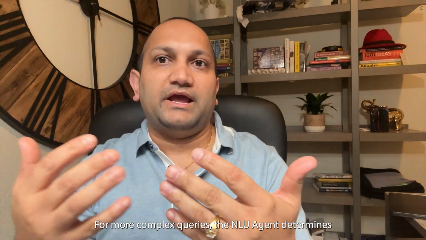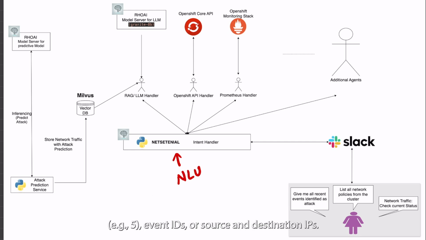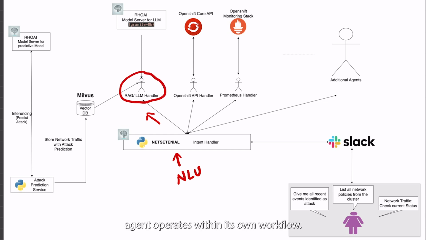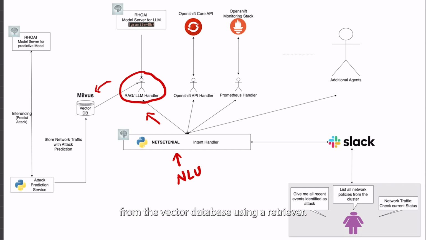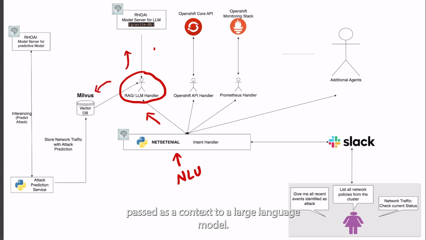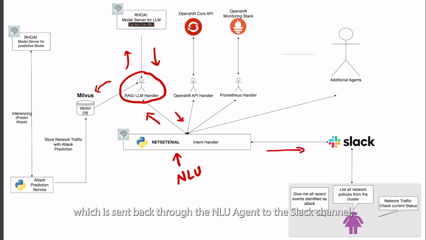For more complex queries, the NLU agent determines the intent and extracts relevant entities, such as numeric values, for example 5, event IDs, or source and destination IPs. Once identified, the NLU agent forwards the request to the appropriate downstream agent for processing. The downstream agent operates within its own workflow. In this case, it's an AI agent that retrieves the information from the vector databases using a retriever. This retrieved data is then passed as context to a large language model. The model generates a response, which is sent back through the NLU agent to the Slack channel, providing the user with a seamless and insightful reply.